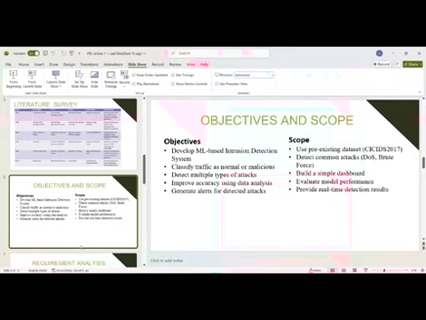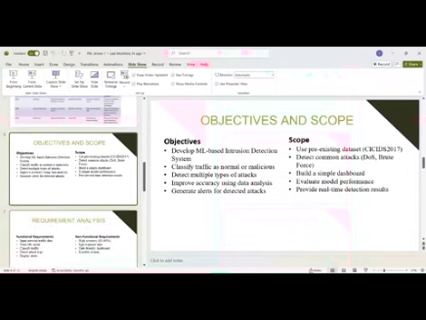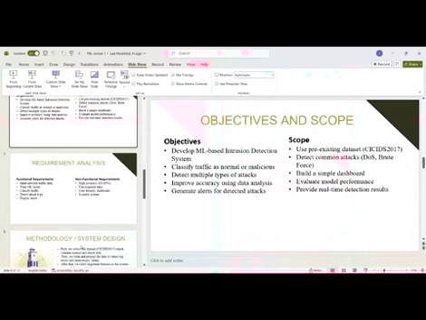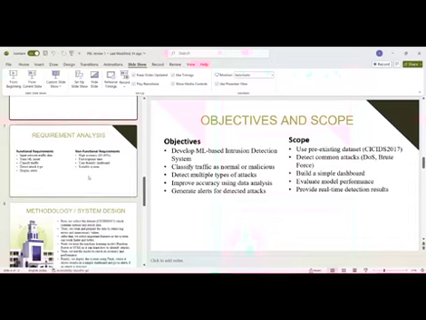Objectives. The system uses machine learning for detecting cyber attacks in a network. It checks whether the traffic is normal or harmful. It can identify the different types of attackers. Data analysis helps to improve the accuracy and detection. It sends an alert when an attacker is detected. Scope. The project uses an existing dataset called CICIDS 2017. It focuses on common attacks such as brute force, and a simple dashboard is created to show the results. The system performance is tested and evaluated. It provides the results in real time.